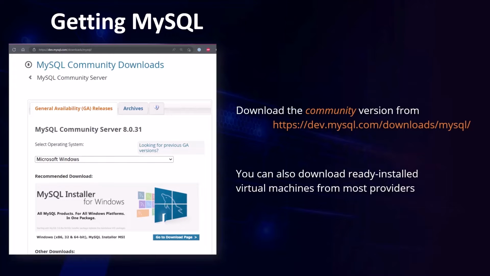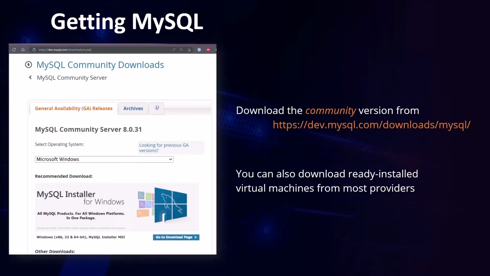And how do you get MySQL? Well, if you're going to do any development, you need it on your own machine, or at least on a server that you configure. And so you'll need to download it. The thing to do is to download the community version. You can get that from the URL that's on the screen at the moment, dev.mysql.com/downloads/mysql. And I'm going to show you how to do this in a moment.